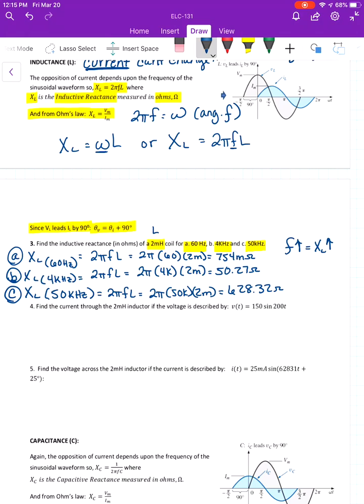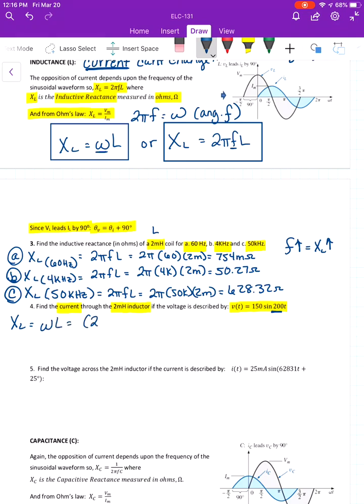Okay, so let's apply this to find the current through a 2 millihenry inductor if our voltage equation looks like this. All right. So the first thing we always want to do is make sure we have our reactance. So in this case, we're going to look for X sub L, and remember, go up a little bit and we can use either this equation or we can use this equation depending on what we're given. We're given omega in this case, that's 200 radians per second, so I'm going to use the first equation this time. We have 200 radians per second times the 2 millihenry inductance. So that means we have about 0.4 ohms of reactance here.